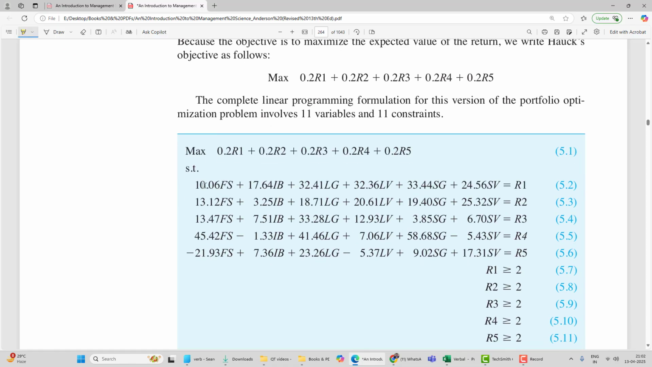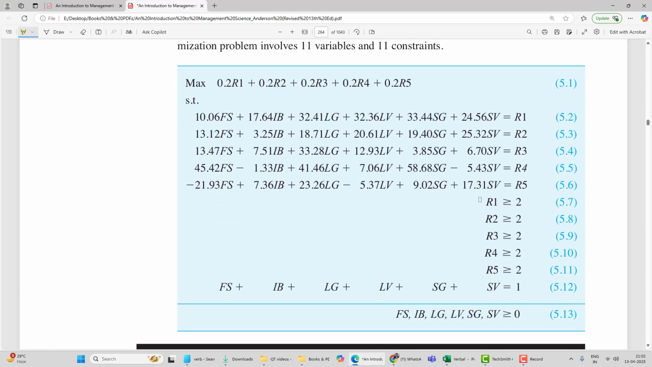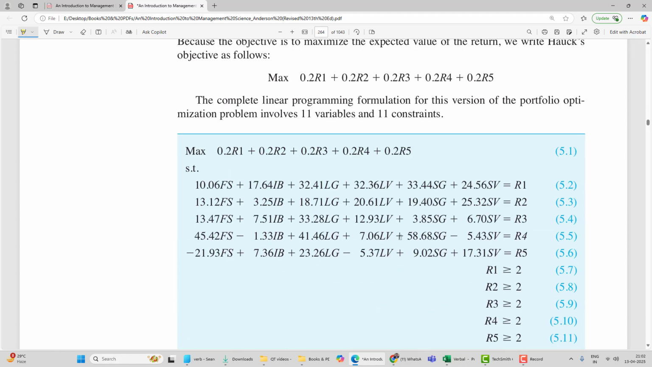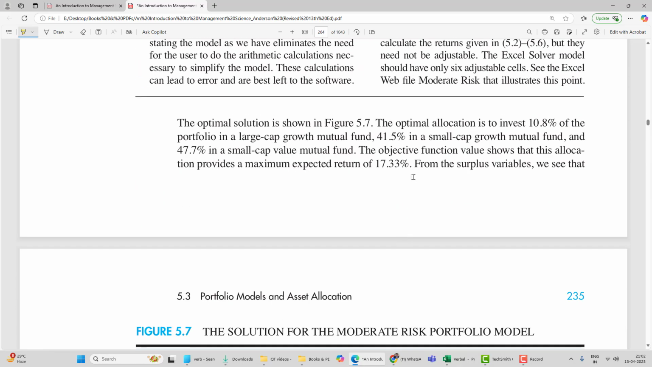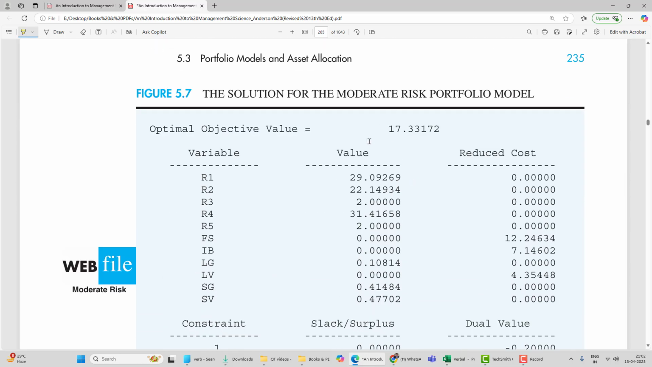So maximize this return, where R1, R2, R3, R4 should each be greater than or equal to 2. And when you add up the investment fractions, you should get equal to 1, which is obvious. And these are the non-negative constraints. So when you make this change, what returns are you going to get? This is called the moderate risk portfolio.